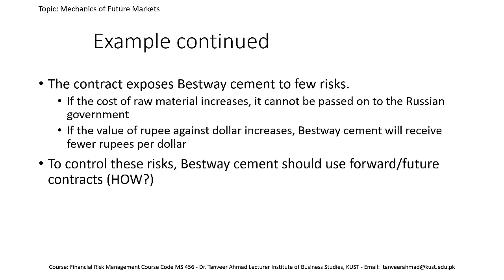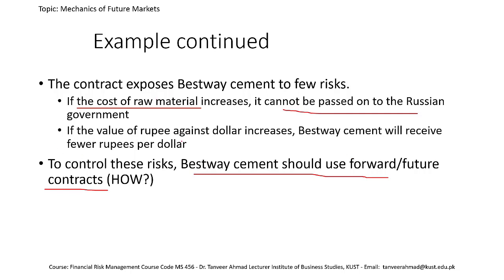So here we have mentioned that if the cost of raw material increases, it cannot be passed to Russia. So how does Best Cement minimize that risk? Yes, you have guessed it correctly. Best Cement should use a forward contract. How would they use a forward contract? They can fix the price of raw material with their supplier in advance. Then the price would be fixed, the time to buy would be fixed, and the asset would be fixed. And that would be called a forward contract.